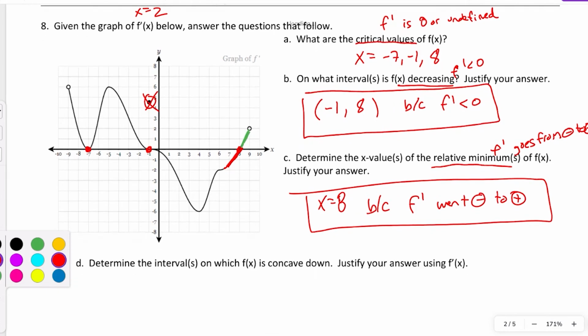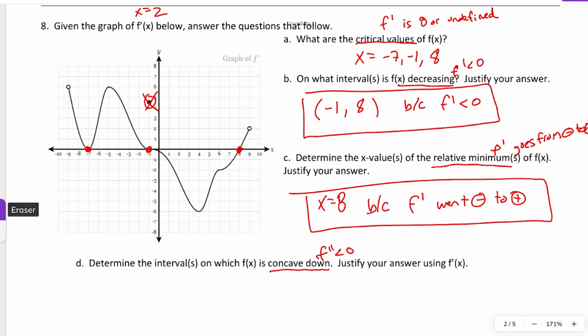D says determine the intervals on which f of x is concave down. Concave down means that f double prime is negative. So the slope of f prime is negative. So if we're looking at this graph, we're looking for where the slope is negative. We can see that here and here.